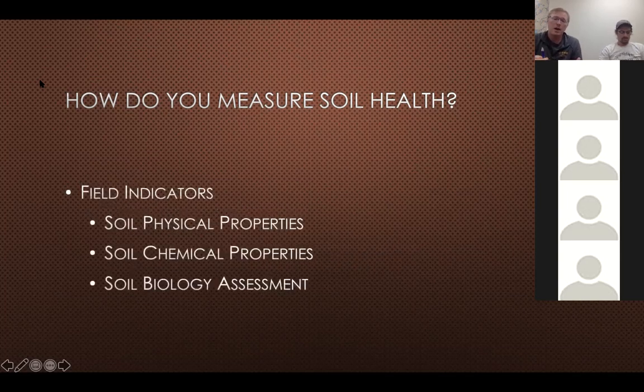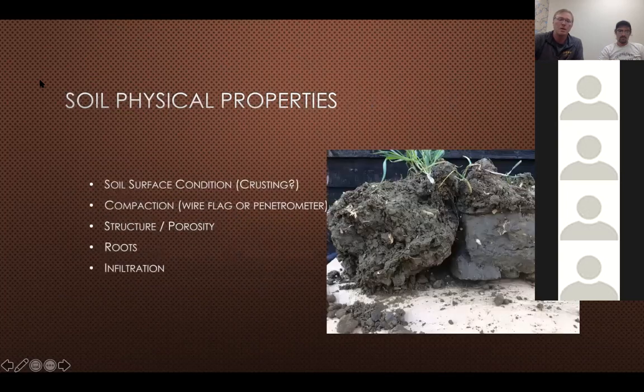There's also field indicators of measuring soil health, and these are probably my go-to, especially with the physical properties. We also have chemical and biological assessments. With the physical properties, one of the adages that's out there is dig a little, learn a lot.